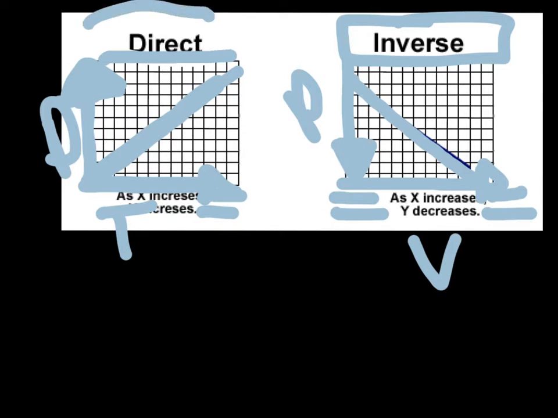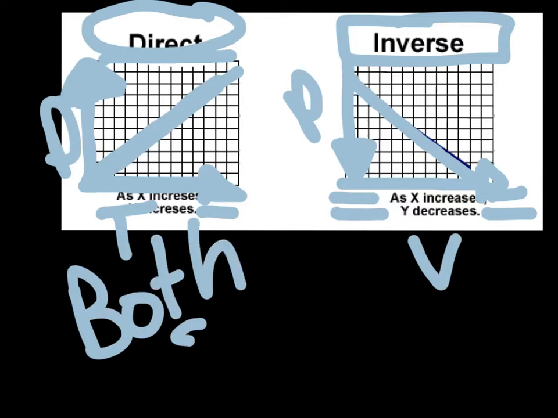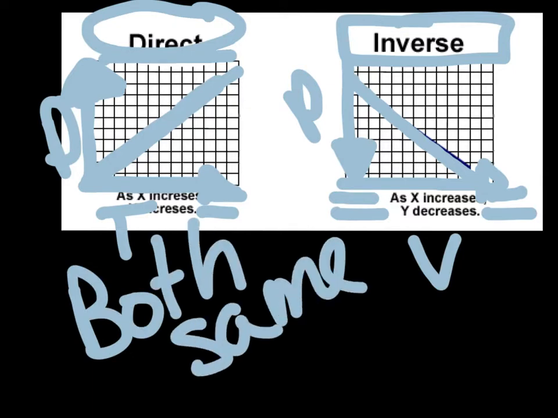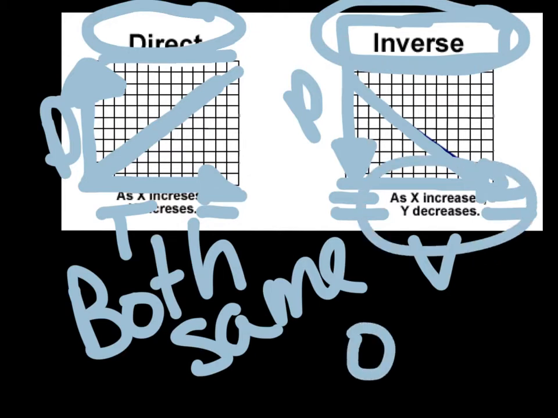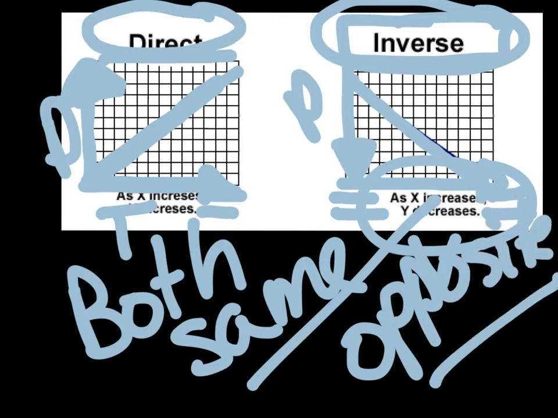So direct relationships, both will do the same. If I increase one, the other increases. If I decrease one, the other decreases. Inverse relationships, they will do the opposite. If I increase one, the other will decrease. If I decrease one, the other will increase.